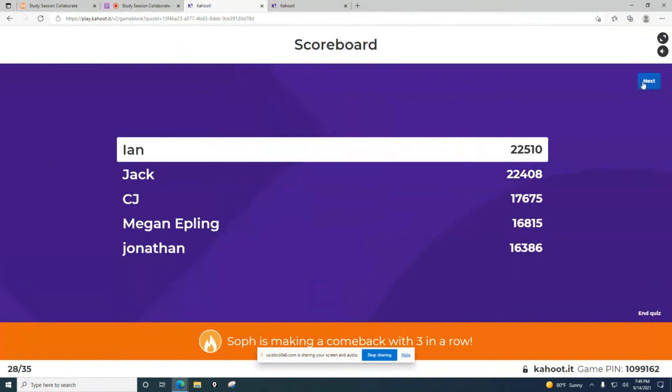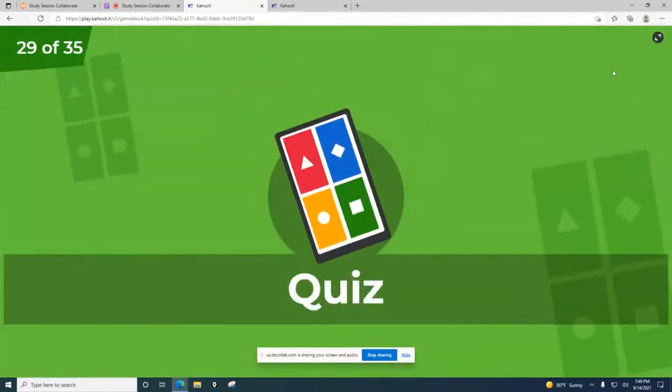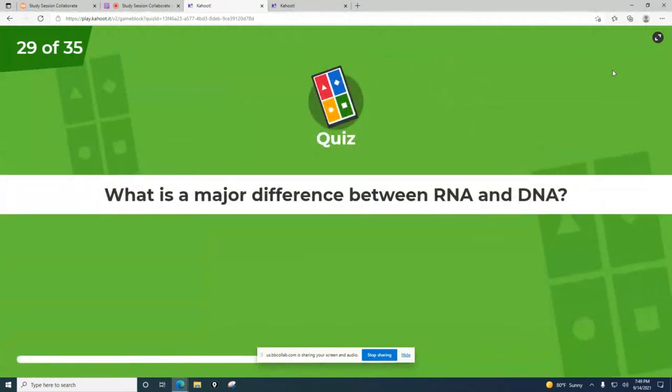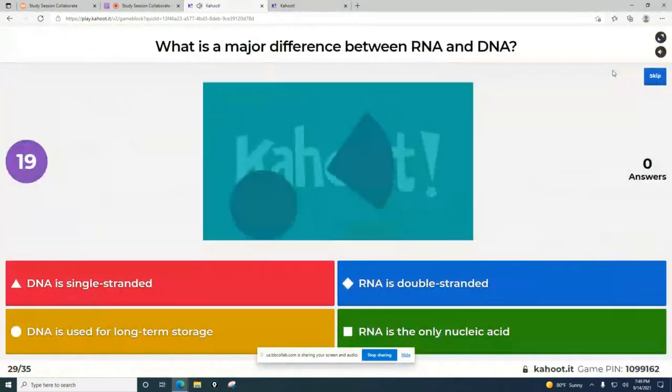Ooh, Sophia's making a comeback. Okay, what is the major difference between RNA and DNA then?